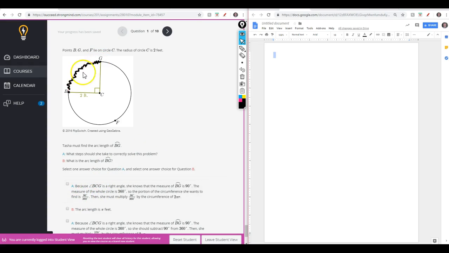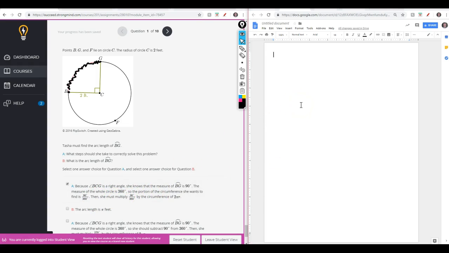Because they do want the minor arc, which is BG, we would multiply that portion, 90 divided by 360 degrees, by the circumference to find that length. This is just creating a fraction to tell us what portion of the circle she is walking along the outside of. That's why the 90 out of 360 degrees comes up: it's creating that portion that we walked along the outside of the circle. So that is A. So let's do that.